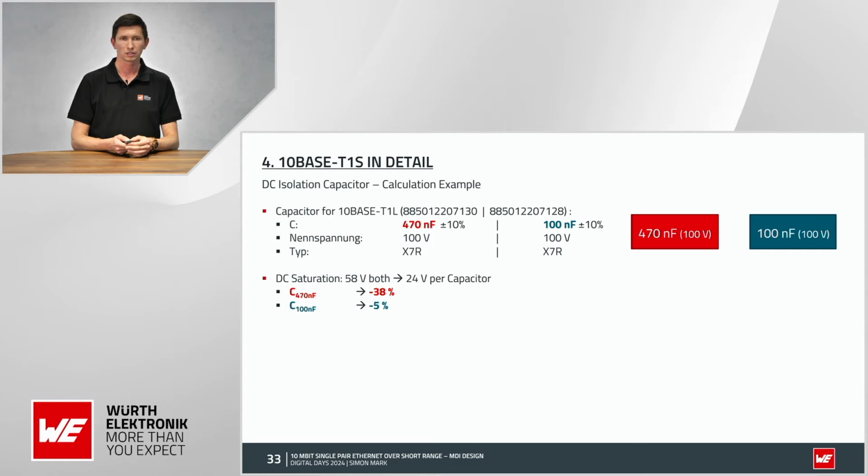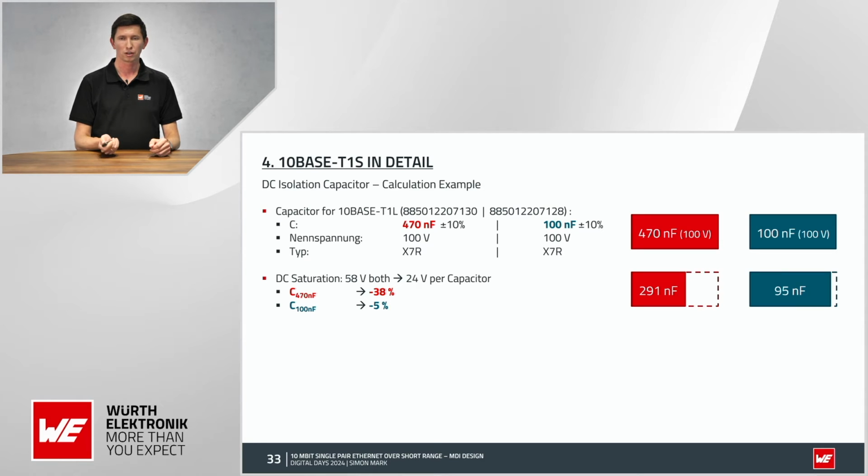There is a little bit more explanation about the power over data line circuit, how you define it and what to take into account. But in this case, if you have, for example, 24 volts per capacitor, you lose for the 470 nanofarad capacitor around 38% of capacitance. For the 100 nanofarad, only 5%. Now you have only 290 nanofarad left for the 470 nanofarad. For the 100 nanofarad, you have only 5% of loss.